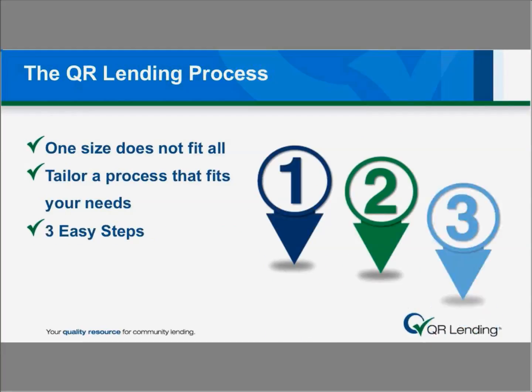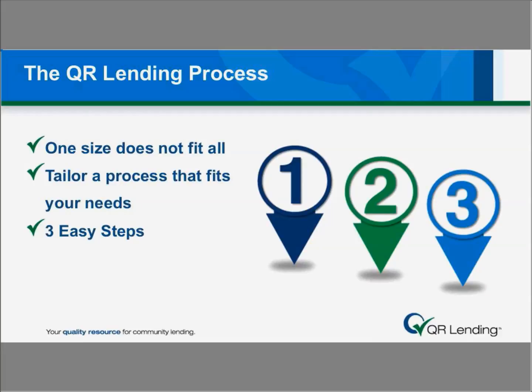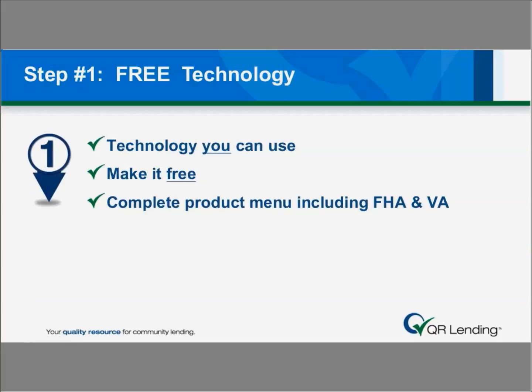When we built QR Lending, we knew that one size does not fit all. So we created a business process and the technology to support the varied needs of the credit union market. We developed this process in 3 very easy steps. The first step was to build a technology platform that you, our customer, could use to originate mortgage loans. Why should you be required to buy and maintain a loan origination system at great risk and expense when you can use ours for free?